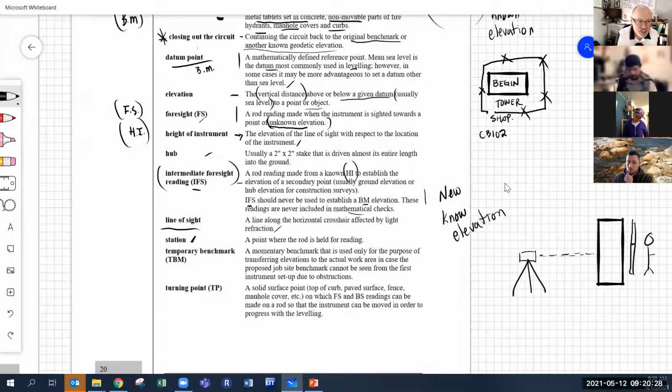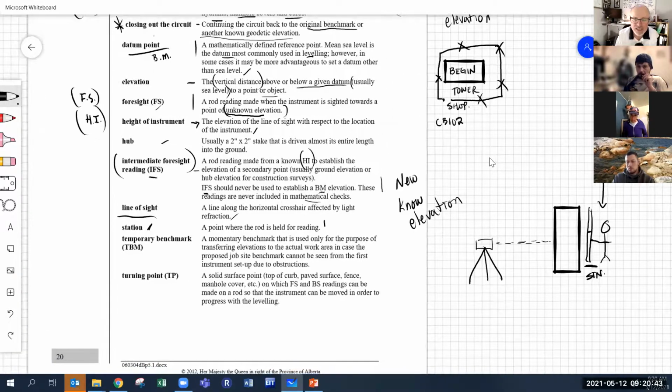The station is the point where the rod is held for reading. This is you holding the rod. This would be called the station right there. That is the station.